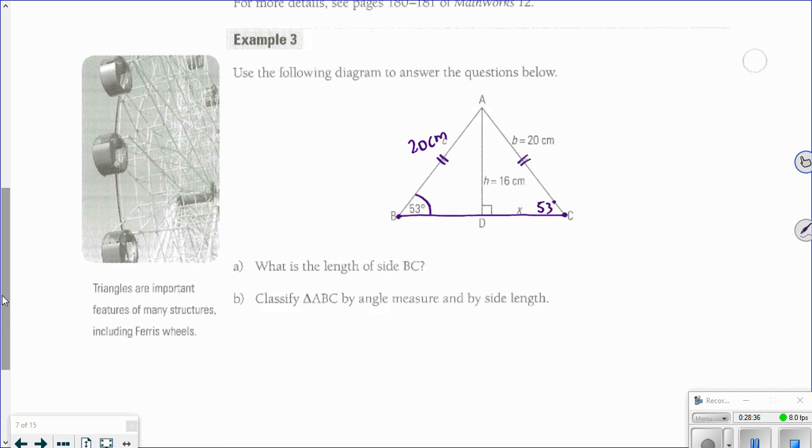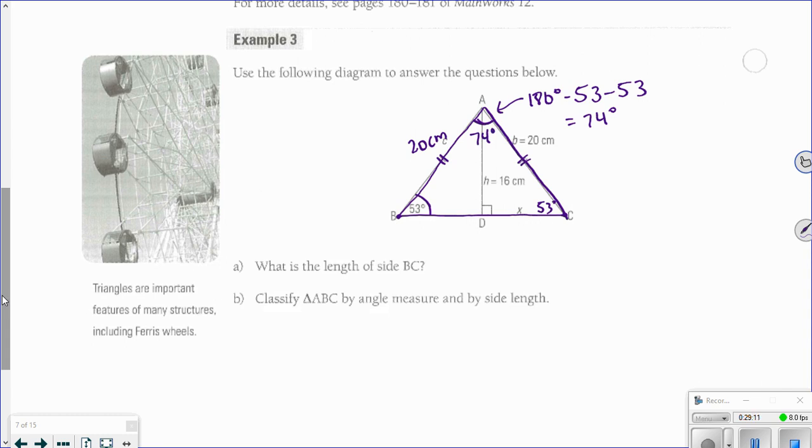So this maybe doesn't look like it helps me, but it actually does. I know my 2 side lengths, and I now know this angle as well. Because this angle is going to be 180 degrees minus 53 minus 53. So this is going to be 74 degrees. Now I've got some options.